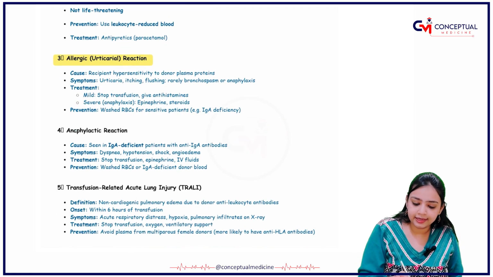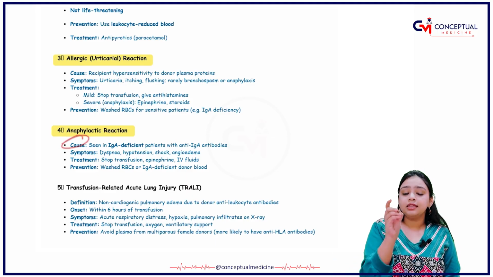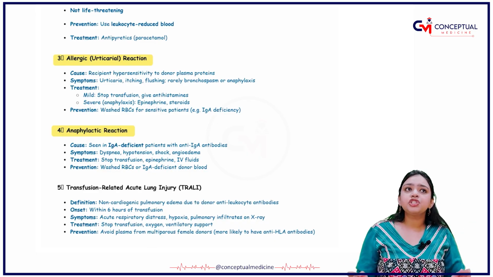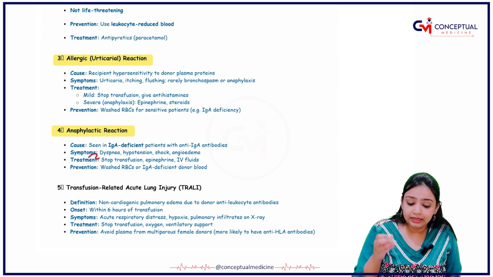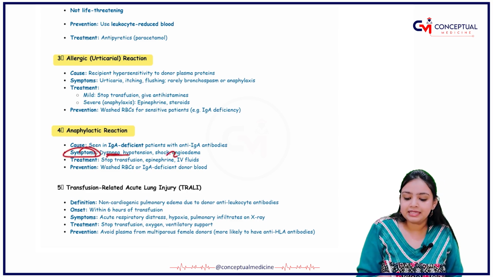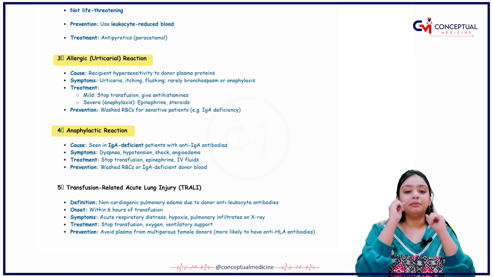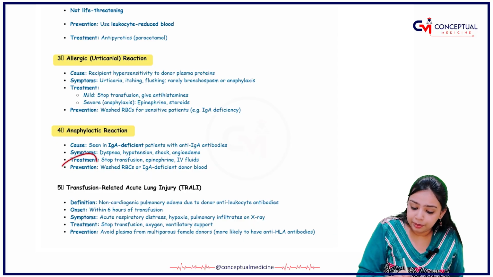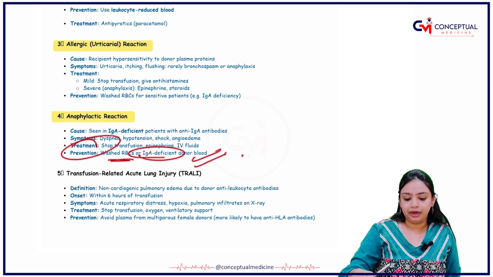Next thing is anaphylactic reaction. Why does this occur? It is seen in IgA deficient patients. Patients who have IgA deficiency, it is more common in them. Symptoms will be dyspnea, hypotension, shock and angioedema. How will you treat it? First line treatment, I have told you, stop the transfusion. How will you prevent it? Washed RBCs or IgA deficient donor blood.